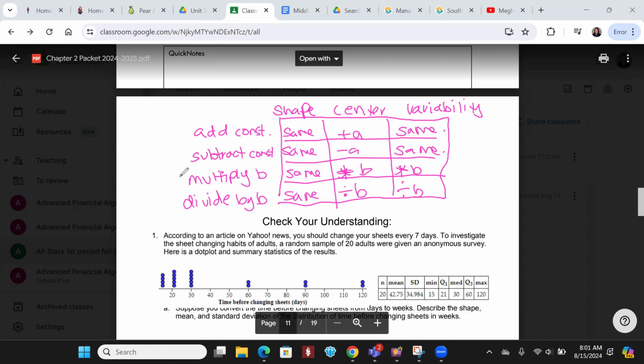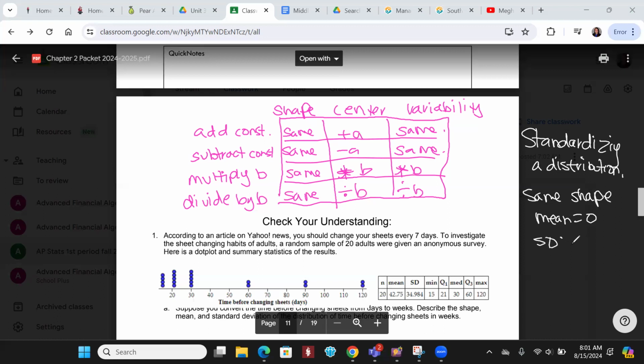So again, this is called standardizing a distribution. That means that it's going to have the same shape, mean equals 0, and the standard deviation is going to equal 1.